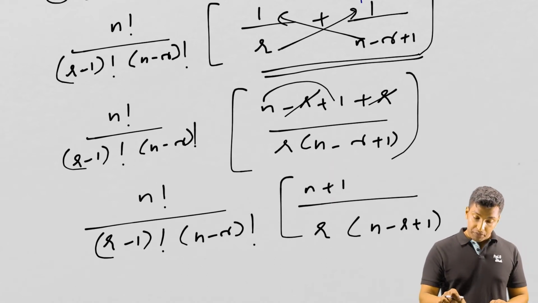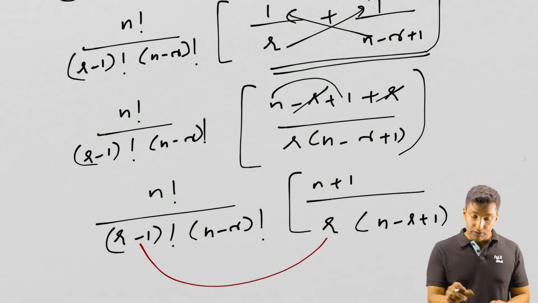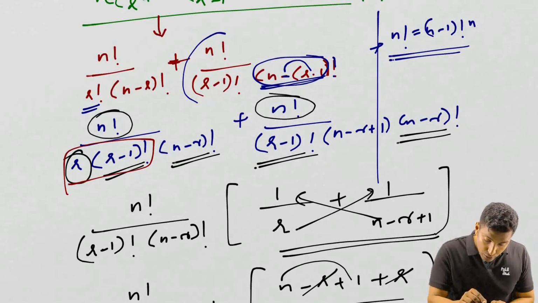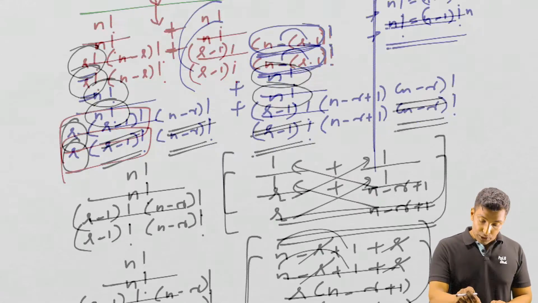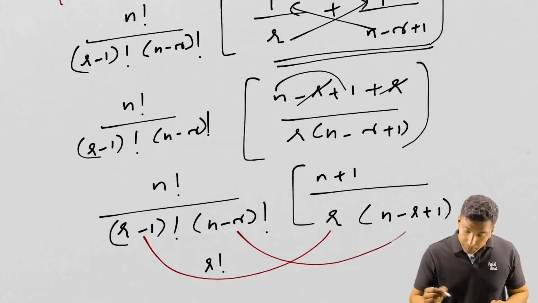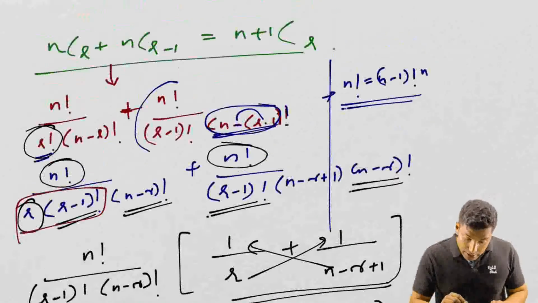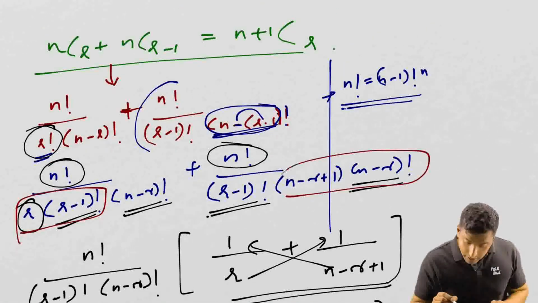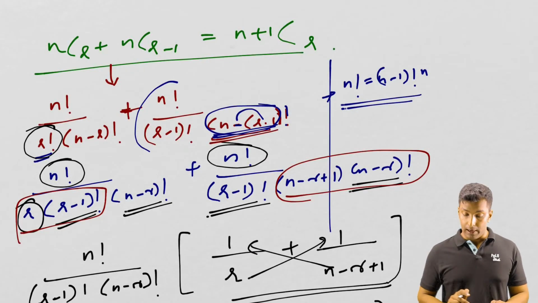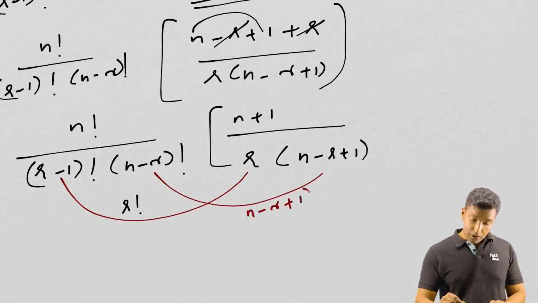Okay. Now what you can see here is this two. What is that? r into r minus 1 factorial. See here, r into r minus 1 factorial, you wrote for r factorial. So this two you can write as r factorial. Okay. Then again you see this two, n minus r factorial into n minus r plus 1. Where did you write that? You wrote that here, n minus r factorial and n minus r plus 1, you wrote it for this n minus r plus 1 factorial. Okay. So you can write there n minus r plus 1 factorial.